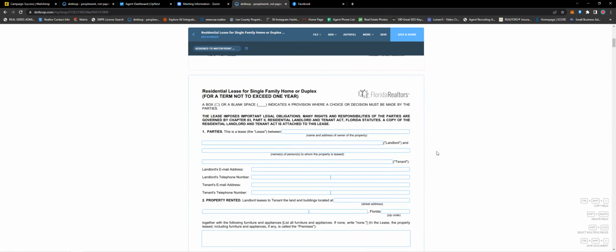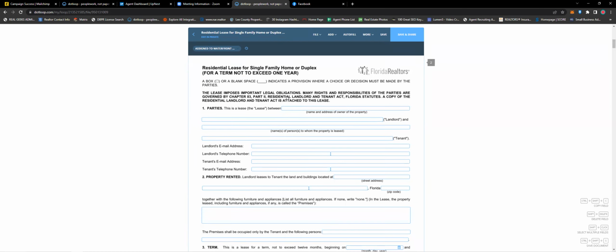And now we're on to our lease. Do note at the top of this, it says for a term not to exceed 1 year. So you may not write on one lease, you cannot write more than 1 year. However, if a tenant wants to legally bind two leases, they need to fill out two separate leases.